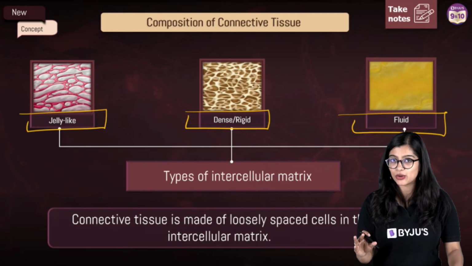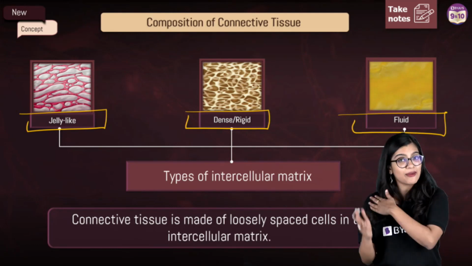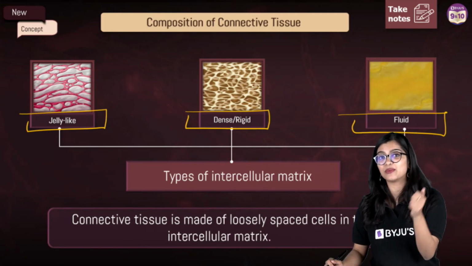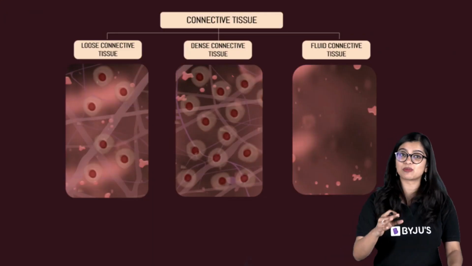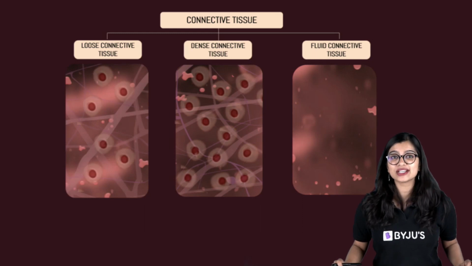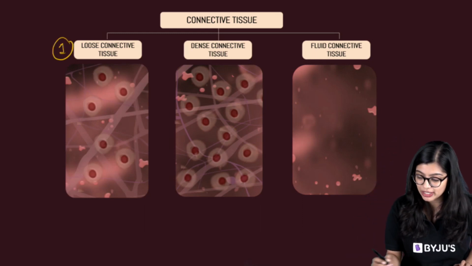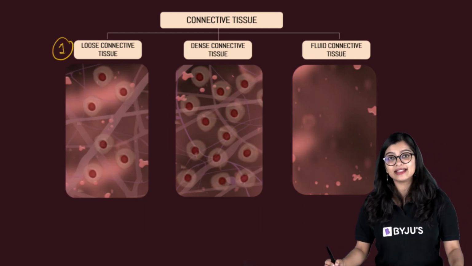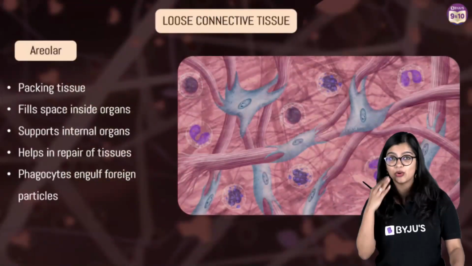Now pause this video if you have understood everything, give yourself a pat on the back, and then you can proceed with the next set of it, where we will explore the different types in great detail. So now, of course, the first type we're going to explore is going to be loose connective tissue. And in this, we will look at the first type, which is areolar tissue.